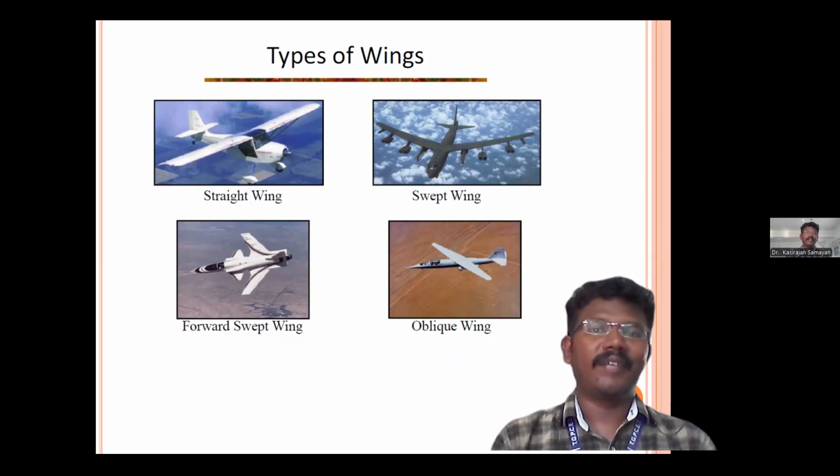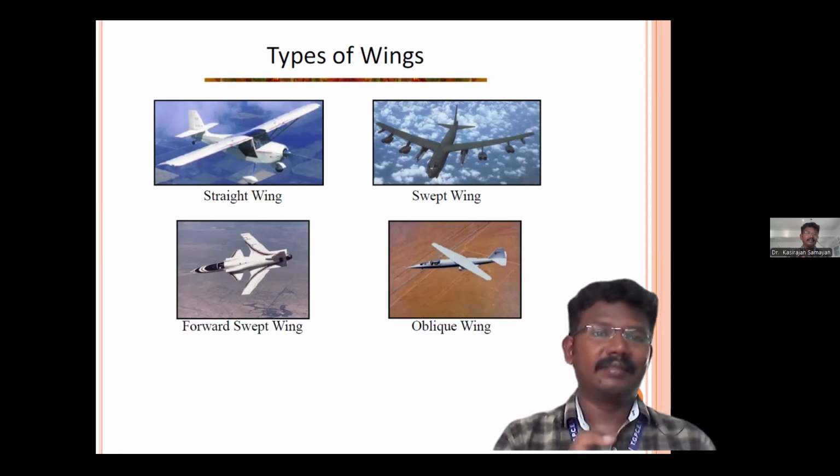Based upon the wings, how can we classify the aircraft? The first picture shows straight wing aircraft. You can see this is a small compact aircraft. This type of aircraft is generally used for agriculture or pilot training purposes. They are trainer aircraft. The wing is located above the fuselage, and the wing shape looks like a straight line. So this is called a straight wing aircraft.